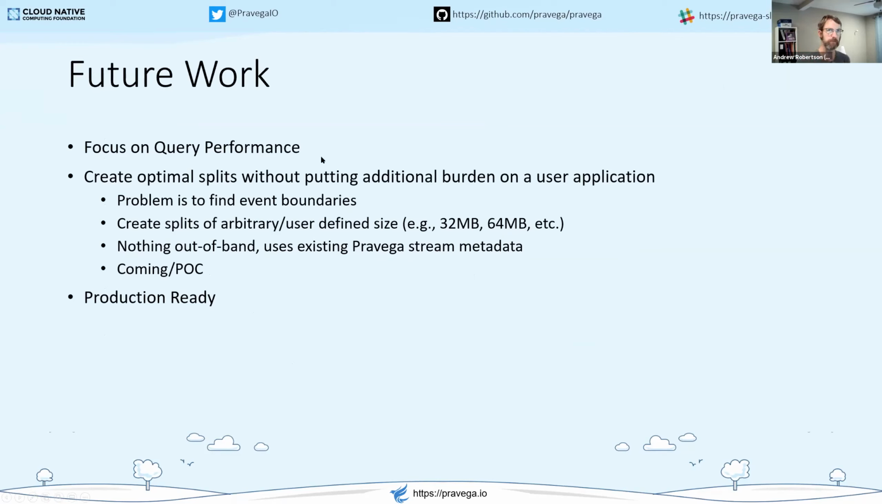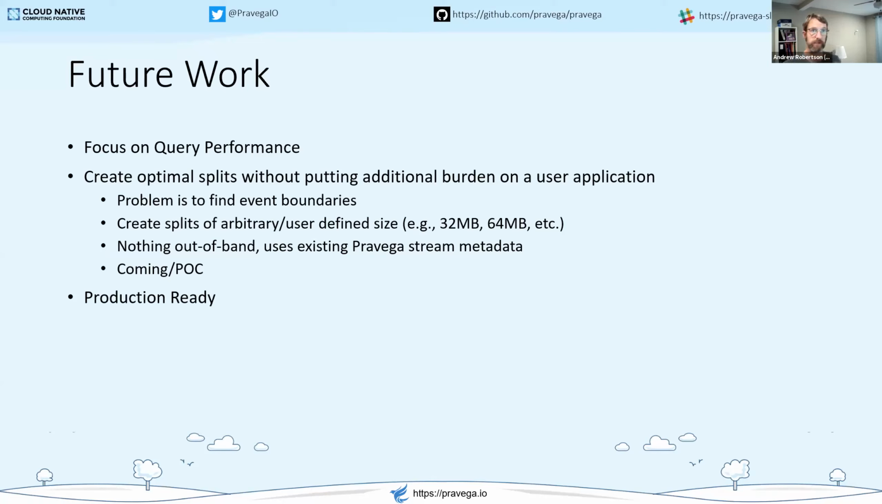Future work is we're really going to focus on query performance. At this point we've just got something up and running, which works, but the next step is to make it work really well. First and foremost is to do a better job of creating splits. We already have an idea of how we can do it. We have a POC to get splits of basically arbitrary user-defined size. We can break things up, so we can get rid of that out-of-band persisting of stream cuts to make it seamless to an end user.